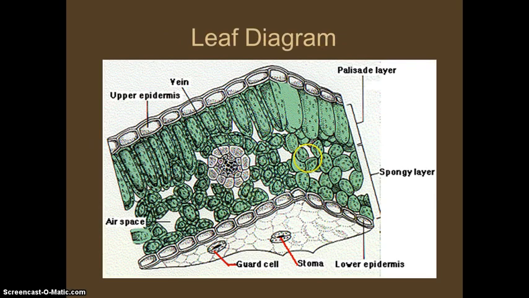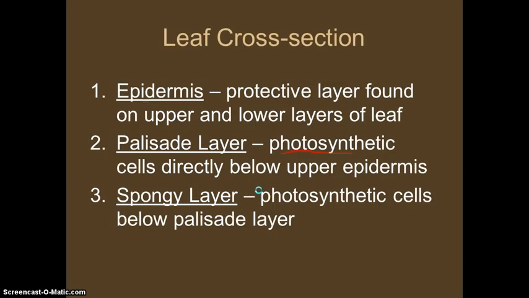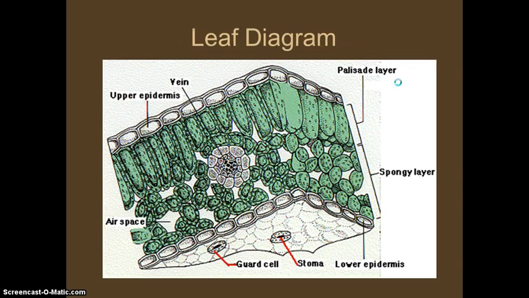And if you notice here, there's a lot of air spaces in this region. And it probably makes sense that it's called the spongy layer because it looks like a sponge. And within this spongy layer, you're going to find the vein. Right? And if you think about our veins transport blood and nutrients and things like that. The veins of a plant are tube-like structures that transport materials throughout the leaf. And so here you'll see xylem and phloem transporting food and water.